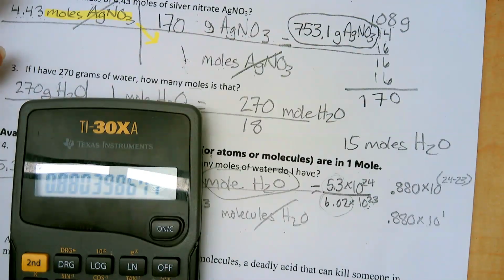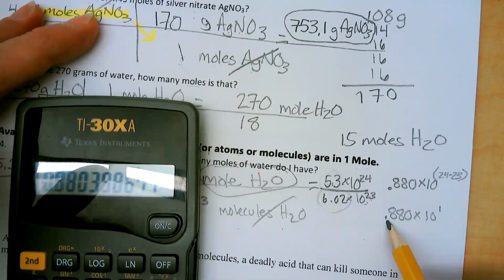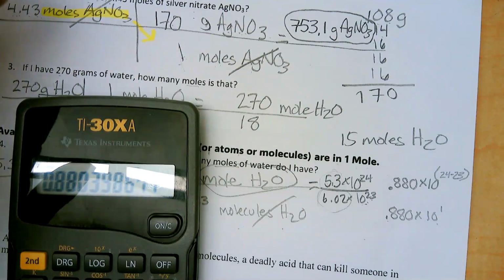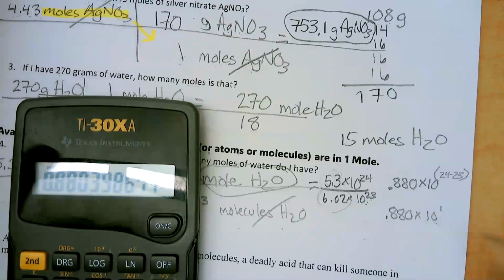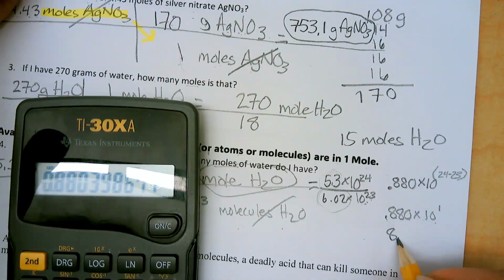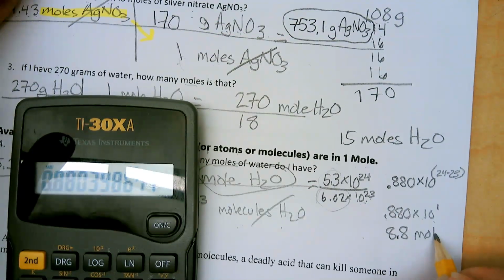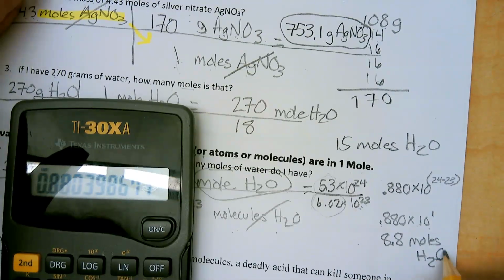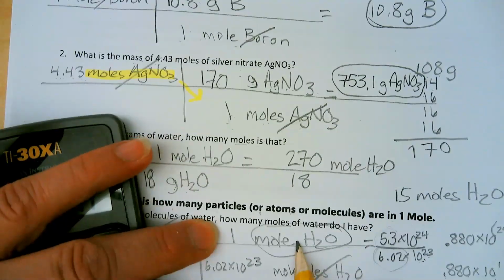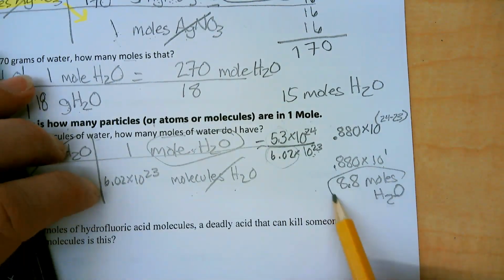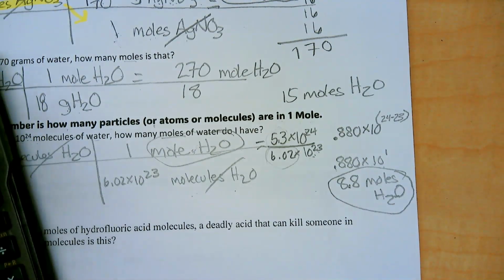And so that is equal to 0.880 times 10 to the 1, since 24 minus 23 is 1. So 10 to the 1 is the same thing as 10. So it's really like this times 10. When you have just 1, you just multiply it out. If you can do it in your head, great. Otherwise, use your calculator. 0.880 times 10 is 8.8 moles of H2O. Remember I said this was our unit right here, moles of H2O. So I got to remember my unit in my answer. And that is my answer.